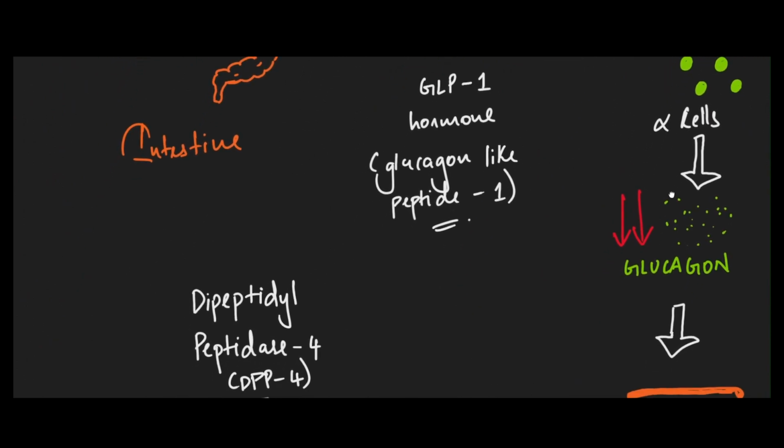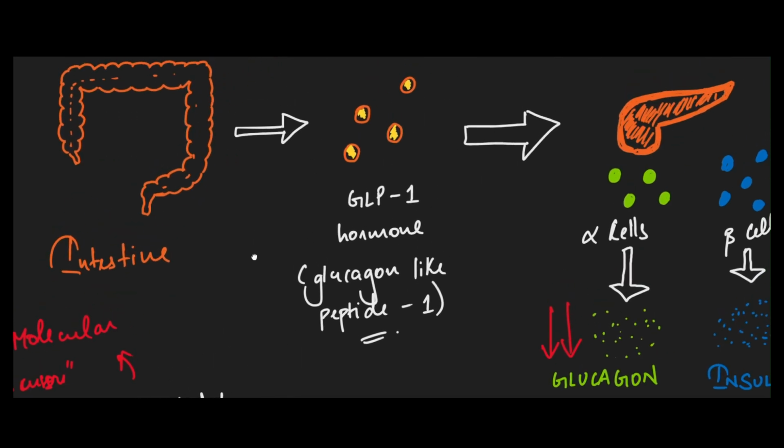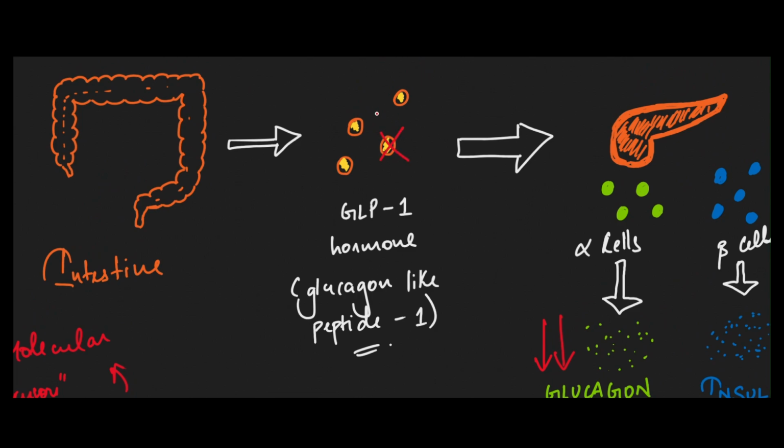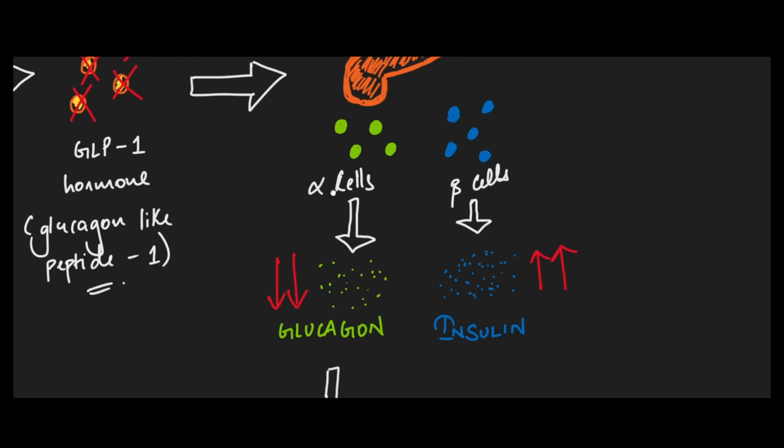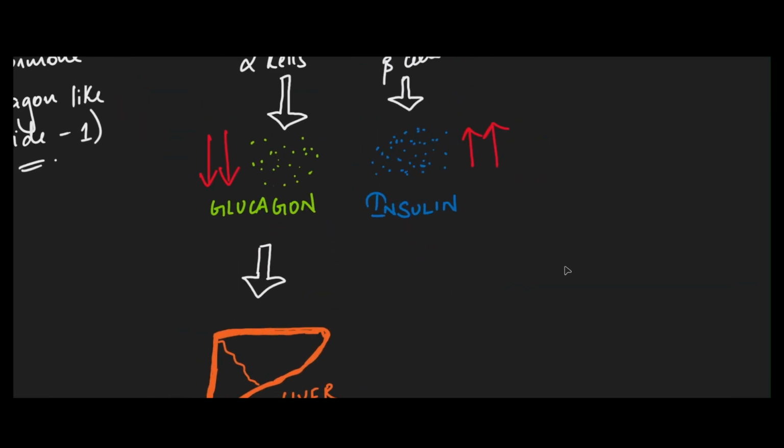Now there is another enzyme called dipeptidyl peptidase 4 or DPP4. Now these are called molecular scissors. Now, why are they called molecular scissors? Because this enzyme tends to destroy the GLP-1 hormone. So by destroying the GLP-1 hormone, it prevents this following reaction.